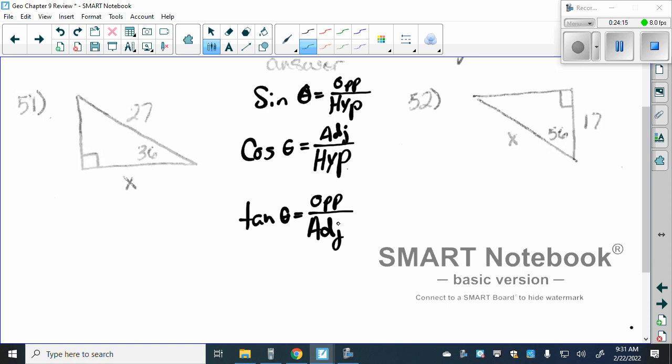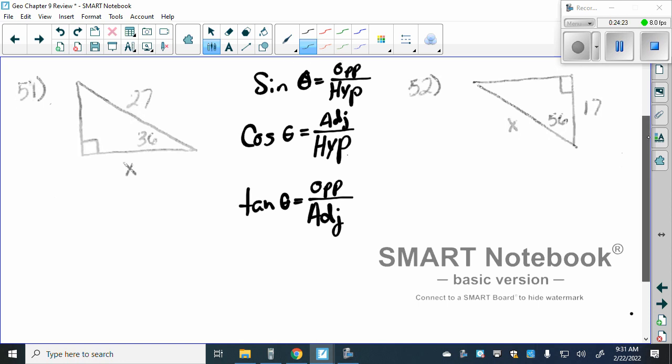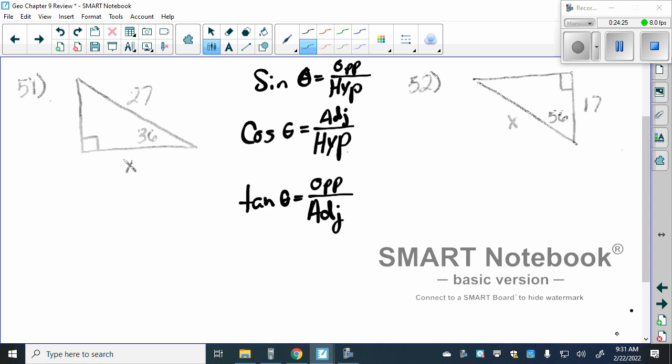And we can't use the shortcuts, because we could only if we had 30, 60, 90, or 45, 45, 90. Now for 51, they give us the angle of 36 degrees. We could find the other angle because any three angles in a triangle add up to 180. But just looking at this given angle, what side lengths are we given or looking for?